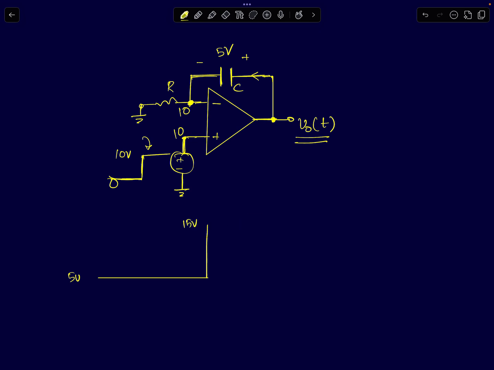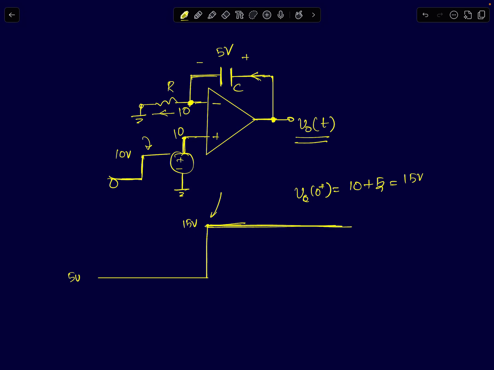The instant the step input is applied, V naught of 0 plus will become 10 plus 5, that is 15 volts. So at this point itself it has reached the saturation limit. Now any increase in current, if a current set by the resistor starts flowing through the capacitor, the output will not change, it will stay at 15 volts. So output voltage will start at 5, jump to 15 and stay put there.